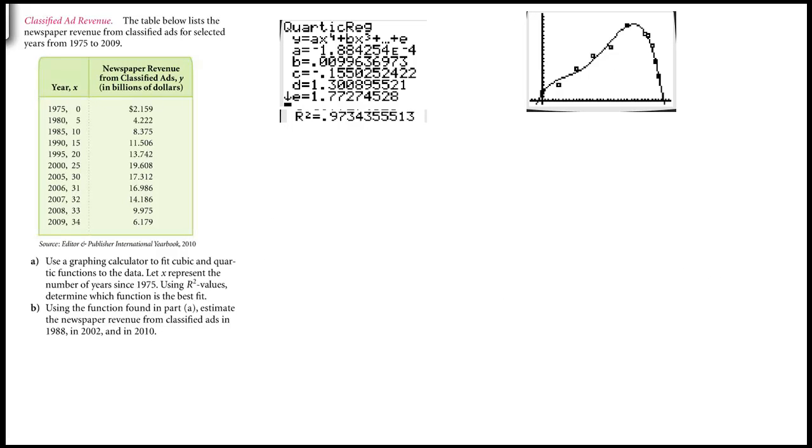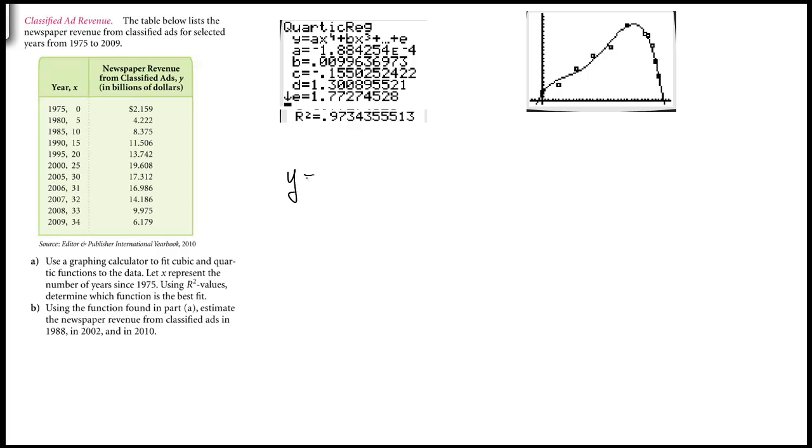I went ahead and did the scatter plot and inserted the y equals into the graph, and this is a scatter plot. Notice that the data is hovering around the quartic graph, so it's not straying too far from that line. That's why it is 0.97.